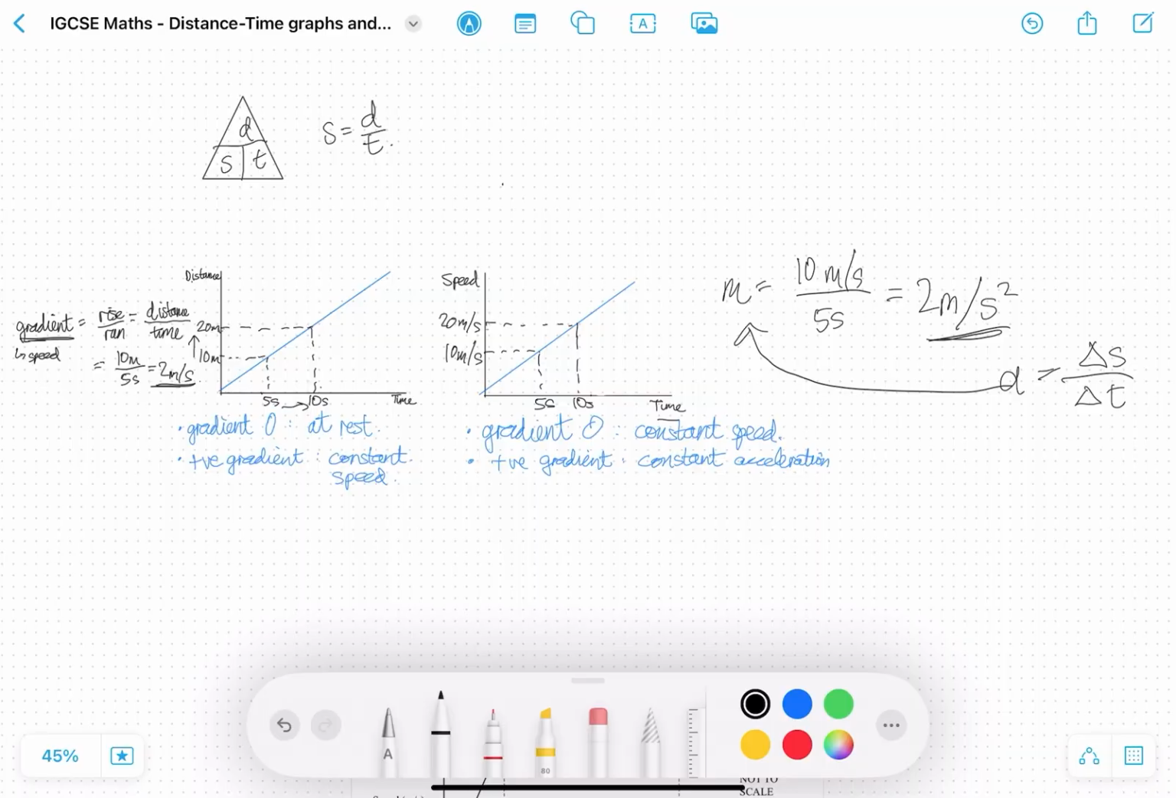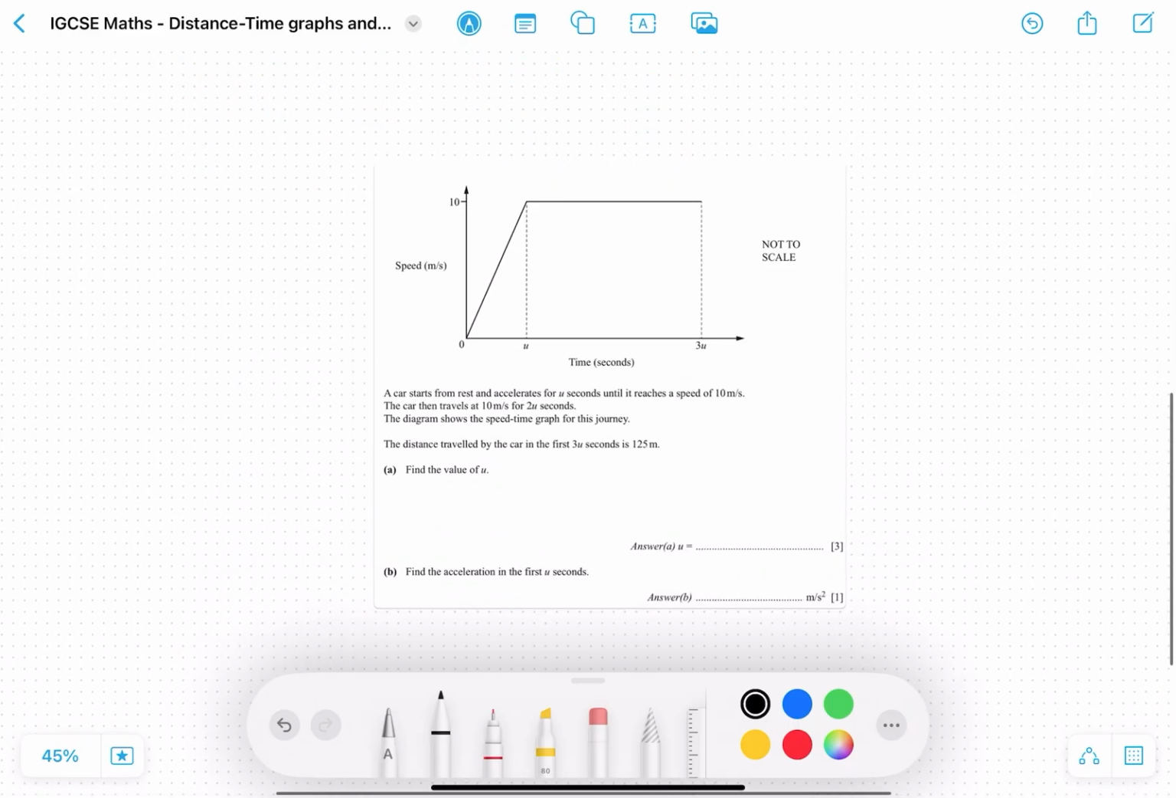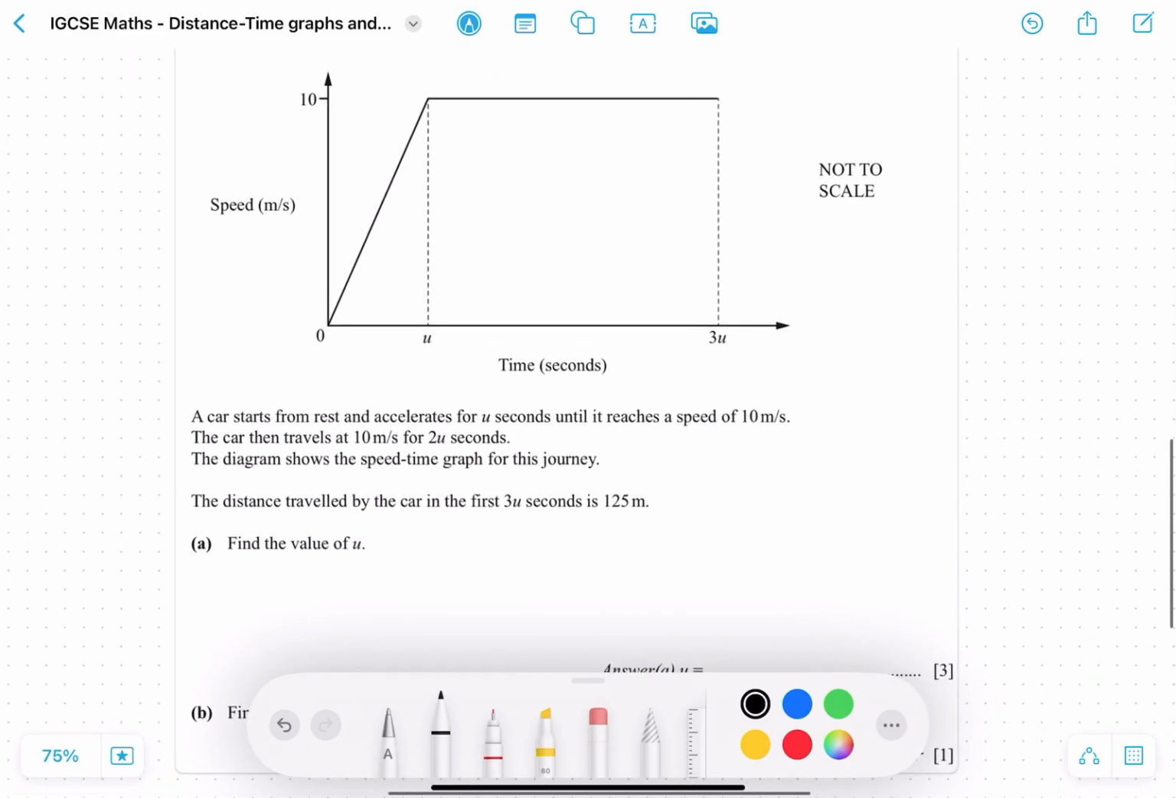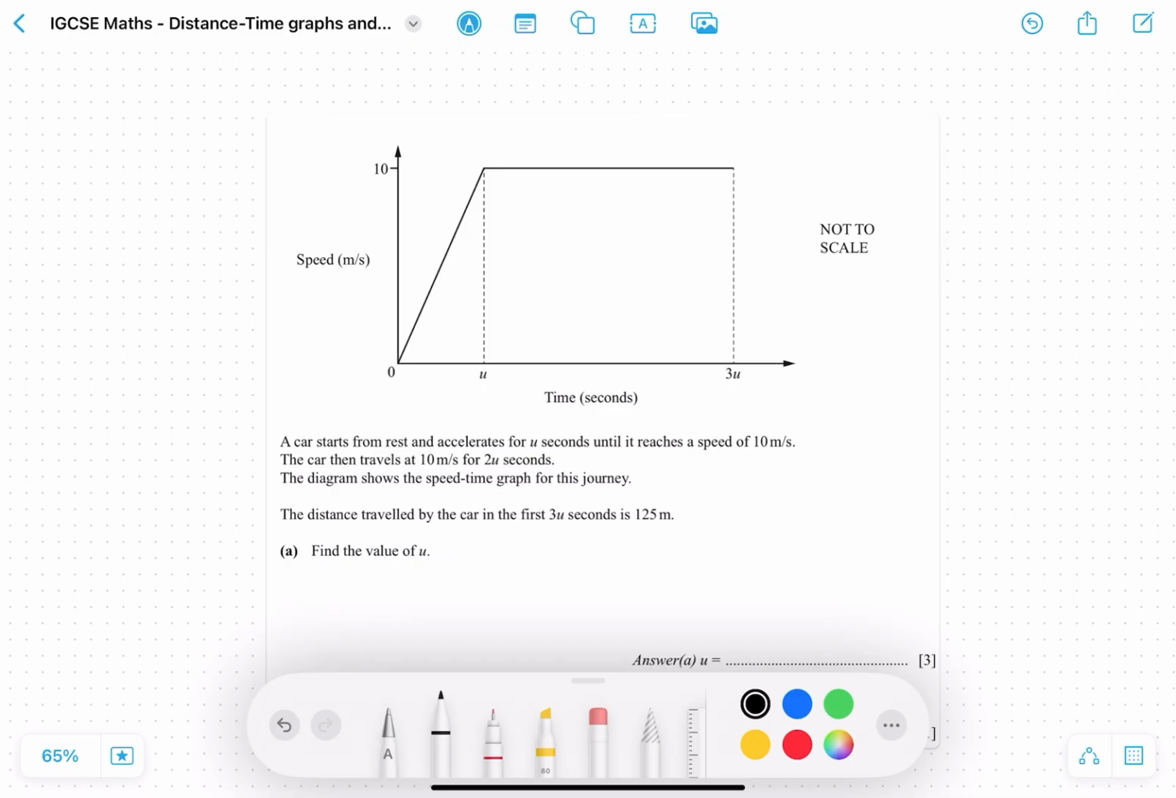So yeah, that's pretty much all the theory we need to know for the IGCSE maths course. Now let's crack on with this past paper question. We have a speed time graph here, and a car is accelerating for u seconds until it reaches a speed of 10 meters per second. So remember, the gradient of this graph right here is equal to the acceleration. Hence why the question tells us that it's accelerating for this part of the graph.